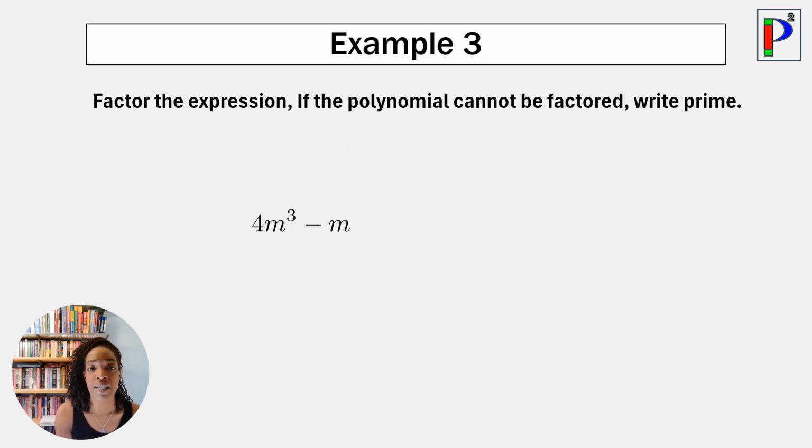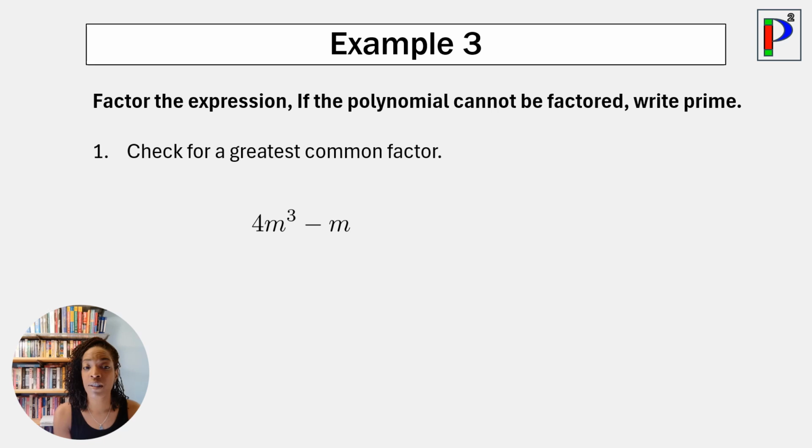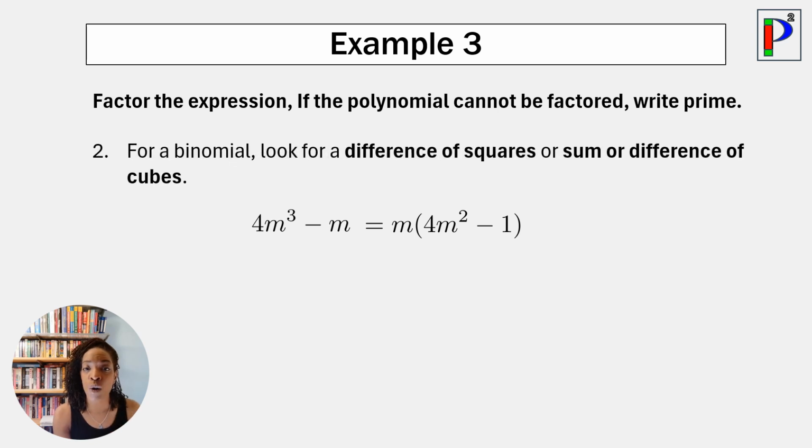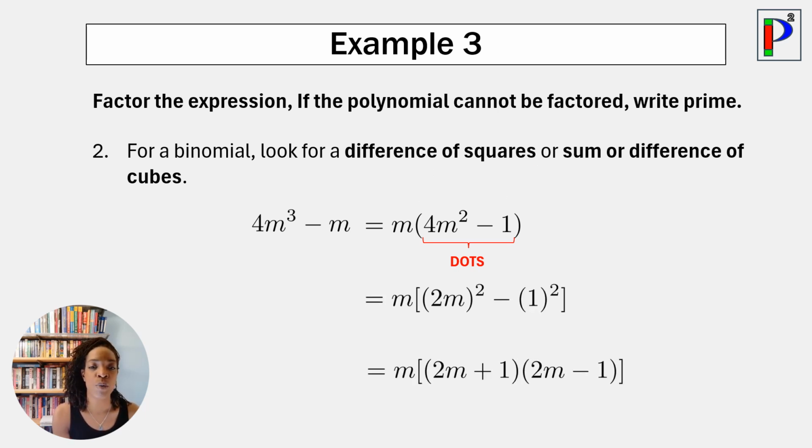4m cubed minus m. GCF? Good, m comes out and we're left with 4m squared minus 1. Now I have a binomial in the parentheses, so I look for a difference of squares or a sum or difference of cubes. I can tell by my two square terms and a difference that I can use the difference of squares method, so I'll rewrite my terms. You might be able to skip this step, and I'll factor just within the parentheses. Nothing else can be factored, so I'm left with 2m plus 1 times 2m minus 1.